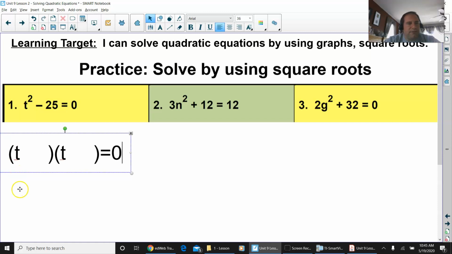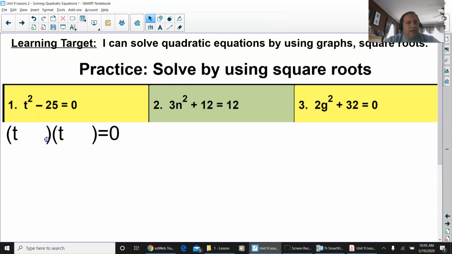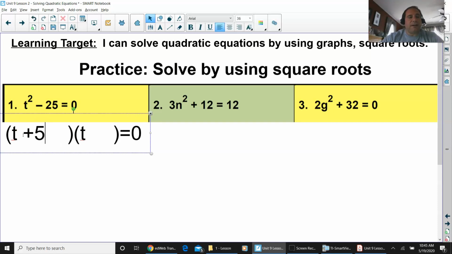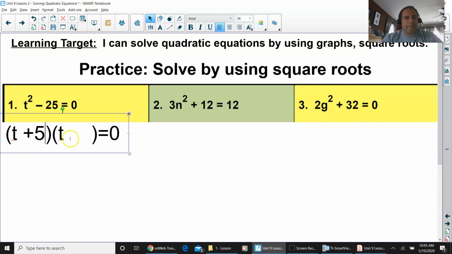Remember, it has to be equal to 0. So t times t equals t squared. And we have a negative 25, so this is the difference of squares. And for the difference of squares, what's the square root of 25? What times what equals 25? Yes, you're correct, 5. So it's t plus 5, and then t minus 5. So just like that.